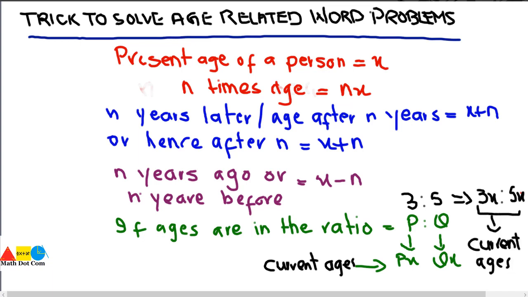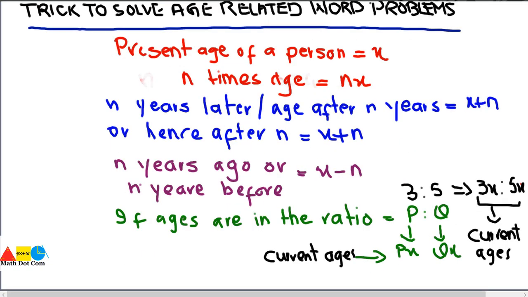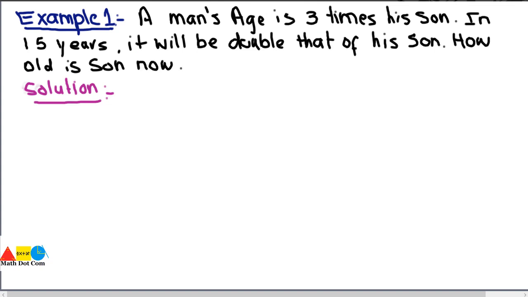So these are the things you have to keep in mind before solving word problems related to age. By keeping these concepts in mind, let's start solving a few word problems, and you will see how quickly you can solve those problems without any difficulty. So let's start with the examples. This is example one.